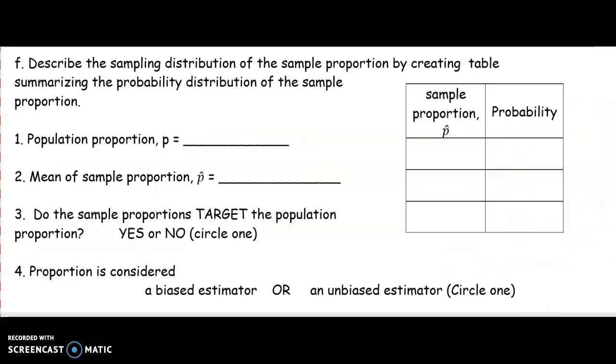Our next example is a sampling distribution of a sample proportion, and I would encourage you, if you're feeling comfortable now, try this one out on your own and then just check with the video. So pause the video now if you're comfortable. If you're not quite comfortable yet, just hang on and we'll go through this one together.